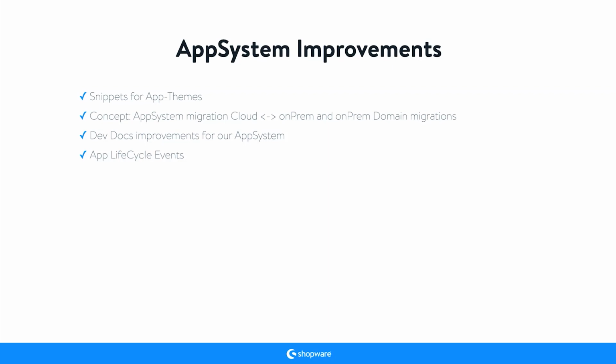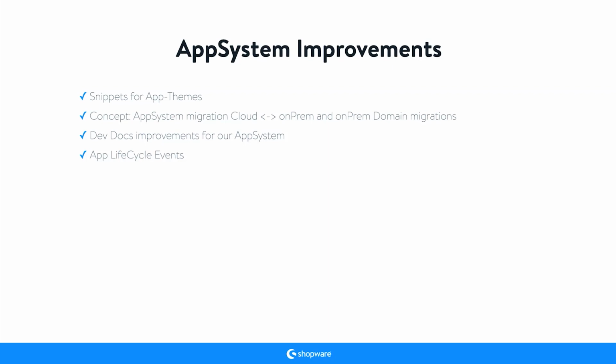Also, we created a concept for cases where you switch from Shopware Cloud to Shopware On-Prem, or where your on-prem shop gets a new domain. Until now, this could have broken some apps which are relying on the domain name. And now there's a migration system that will tell an app, okay, the cloud shop shoe.de now has a new domain name. It's now called shoe.com. Please talk to us in that domain in future.